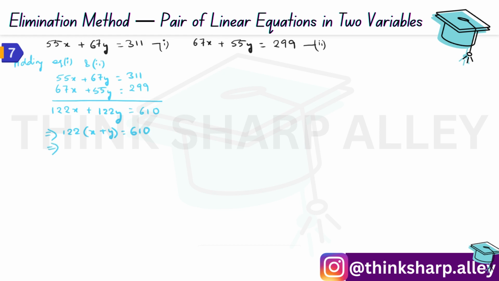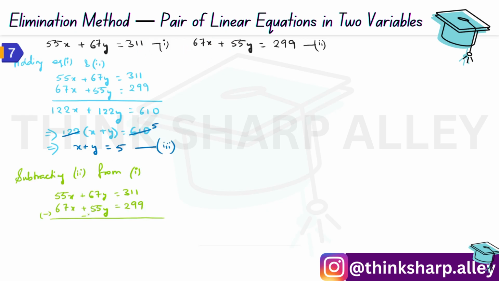And now we can cancel 122 by 5. 122 divided by 5 is 610. So we have our first simple equation. Next step is to subtract the equations, equation 1 and 2.